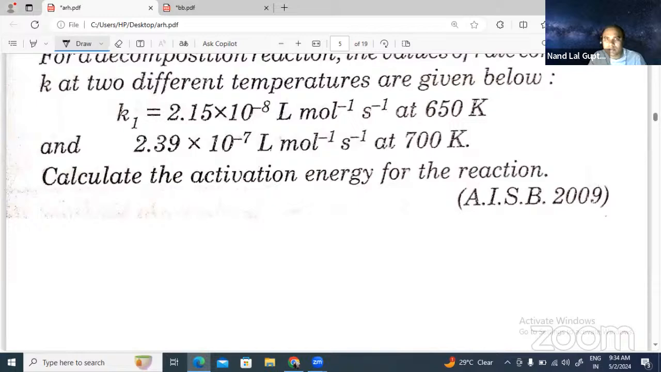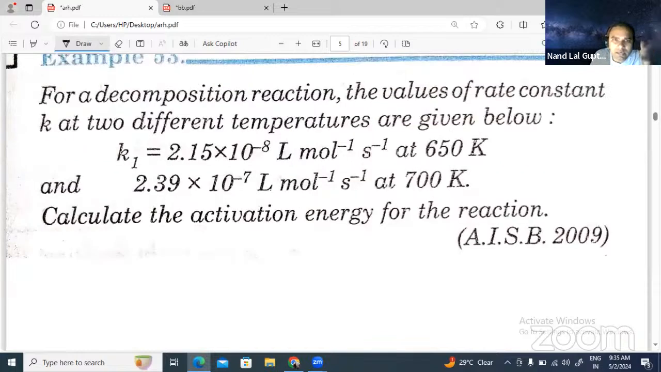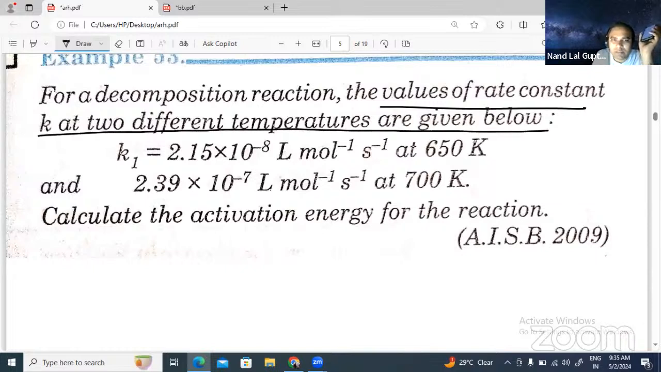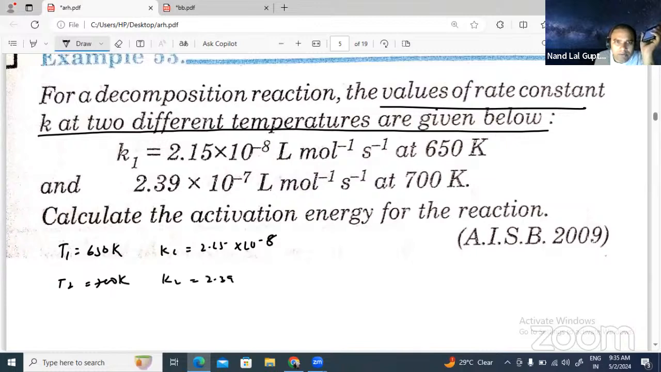Okay. Now they are saying for a decomposition reaction, the value of rate constant K is given at two different temperatures. T1 they have given 650 Kelvin and K1 is 2.15 into 10 power minus 8. T2 is 700 Kelvin and K2 is 2.39 into 10 power minus 7. Calculate the activation energy. They are asking for activation energy.